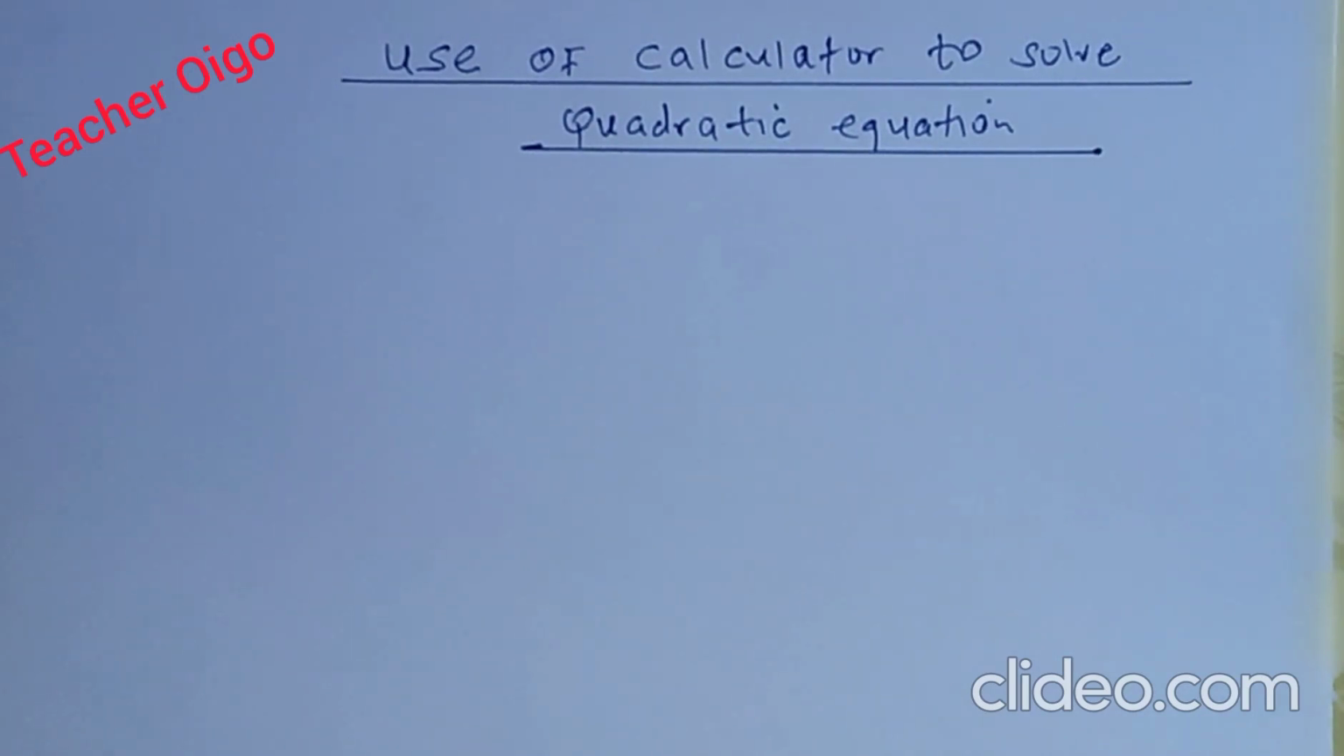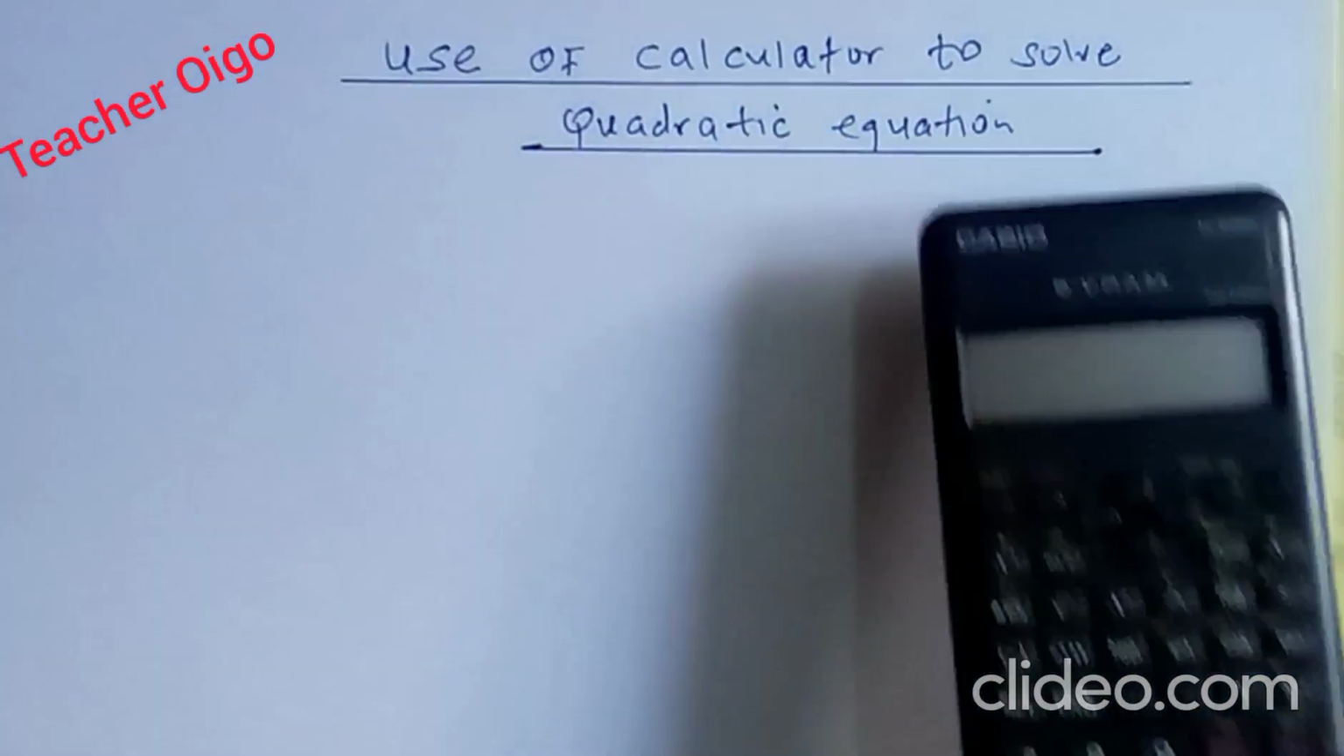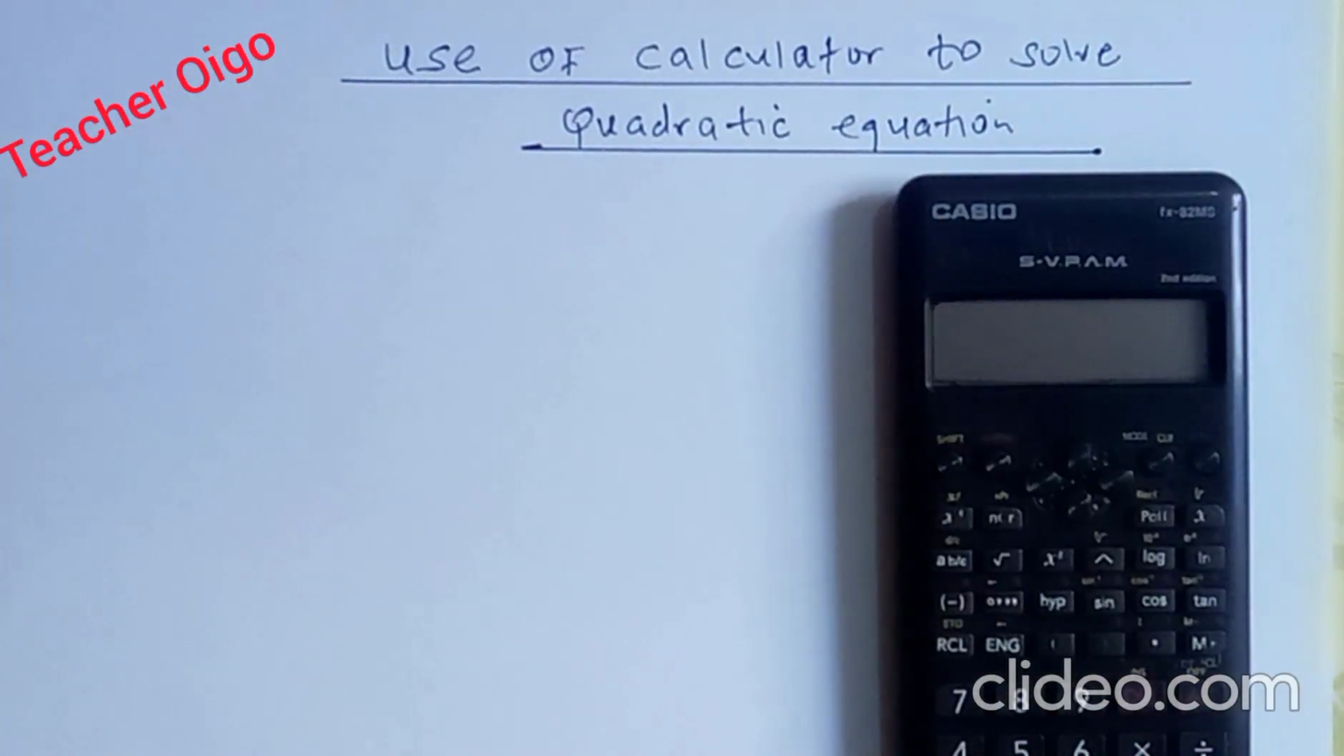I just want us today to go through solving the quadratic equation, but for this case, I want us to maybe use a calculator. And for sure, do you know at a point we can actually be able to use this particular calculator known as the Casio fx82ms to solve quadratic equation.